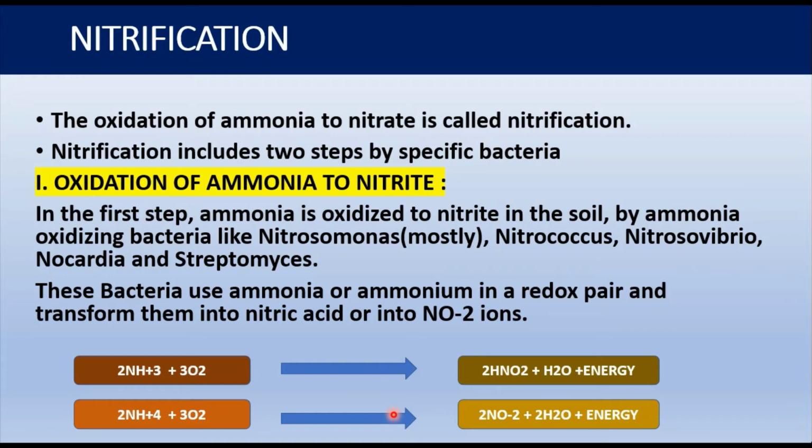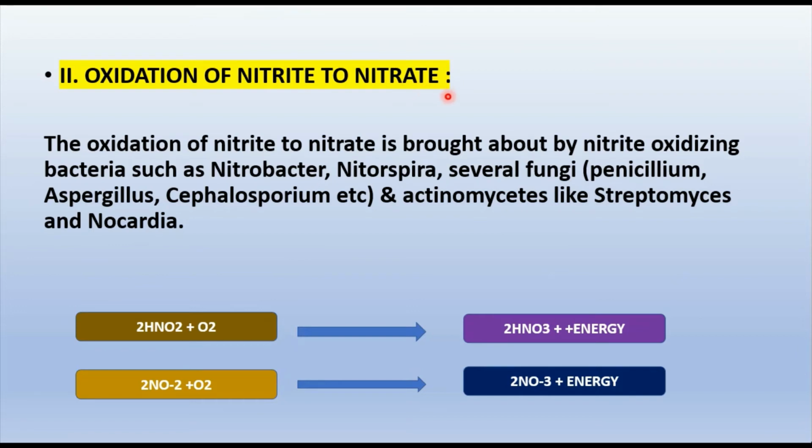It is readily leached from the soil and usually converted to nitrate with the help of certain bacteria or microorganisms. This conversion, that means oxidation of ammonia to nitrate, is called nitrification. So the oxidation of ammonia to nitrate is called nitrification. This nitrification is carried out in two stages by specific bacteria. One is oxidation of ammonia to nitrite, and the next one is oxidation of nitrite to nitrate.